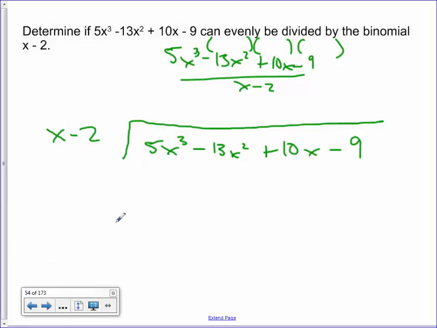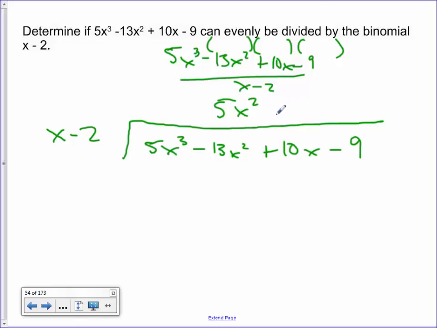So 5x squared then needs to go somewhere up top here. And the advice I'd give is keep all of your x to the thirds in a column, because that's kind of like the tens column and the ones column and stuff like that. So I should put a 5x squared up here.